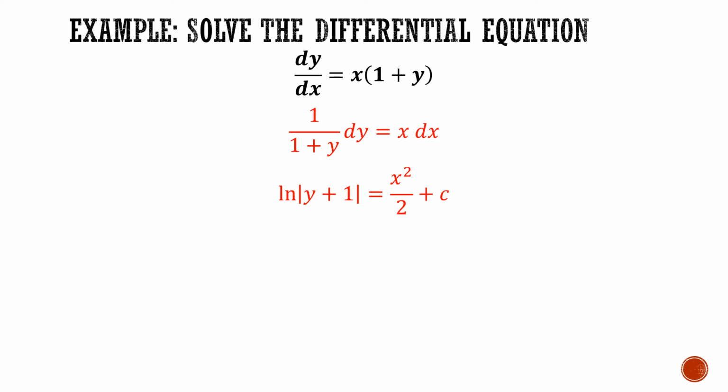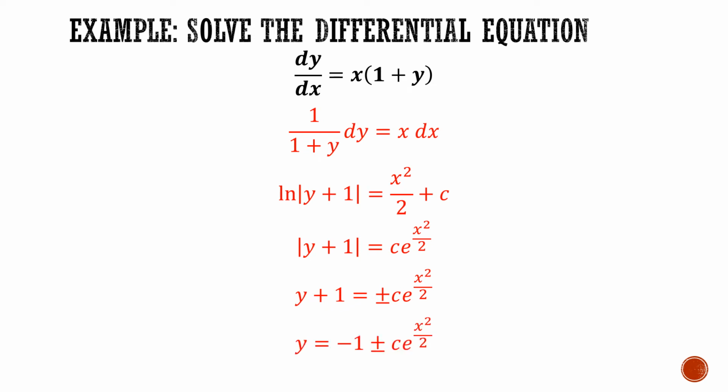Now again, your goal is to solve for y, so we're going to e both sides. When we e both sides, we get absolute value of y plus 1 equals c e to the x squared over 2. And the way the c comes to the front is simply exponent rules. Then I need to get rid of the absolute value, so I'm going to put plus or minus. So y plus 1 equals plus or minus c e to the x squared over 2. And then I subtract 1, and I get y equals negative 1 plus or minus c e to the x squared over 2.